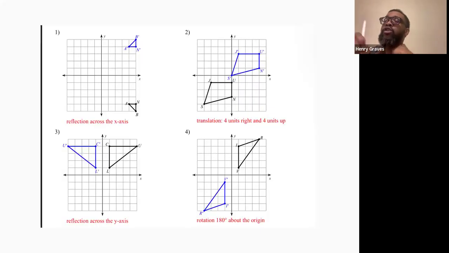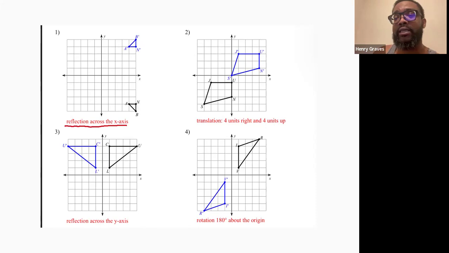This is the second video. I'm going to be talking about different types of transformations. As you can see, I already have the first one uploaded, and I'm going to denote the transformation in red. Here we're talking about a reflection across the x-axis. When I say reflection across the x-axis, I'm going to highlight it in red.